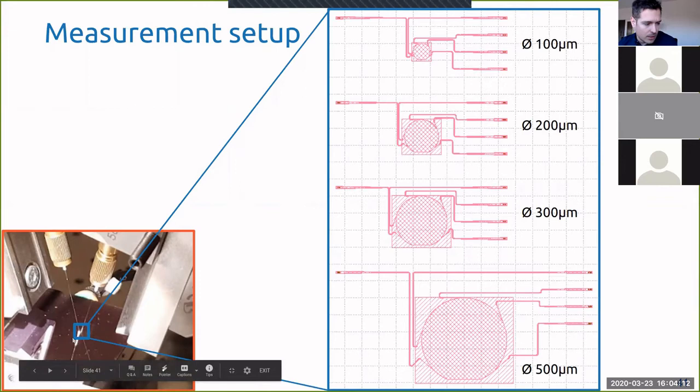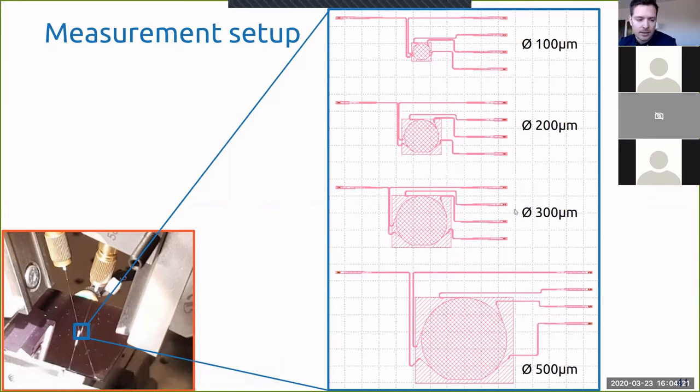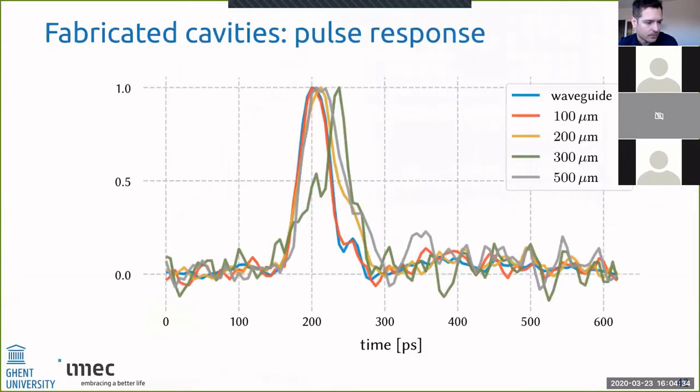So if you zoom in even more on the chip, you see you have 4 different cavities that we made, from the 100 micrometer diameter cavity up to the 500 micrometer diameter cavity. And this is, for example, a microscope image of how this cavity looks under a microscope. And each of these cavities has a different response. So for example, if you send a pulse through these cavities, you see that the bigger cavities retain the light a bit longer than the smaller cavities, which is exactly what you want, because you want it to mix inside these cavities.